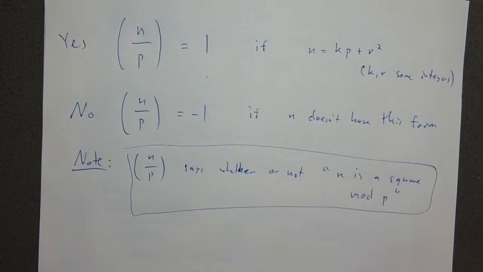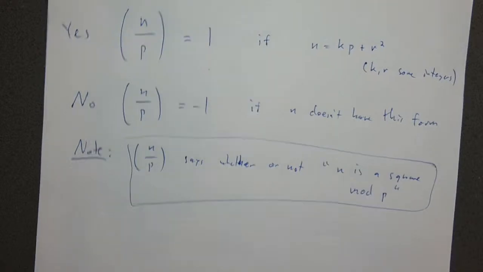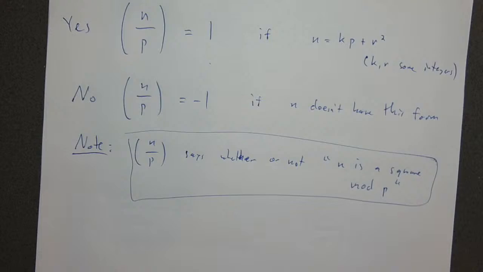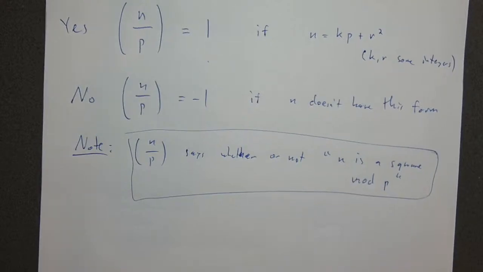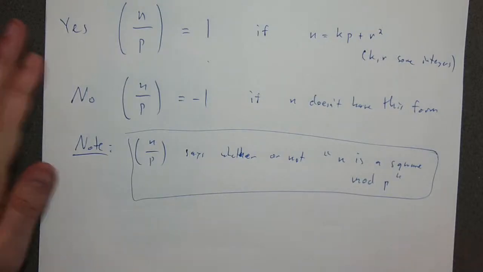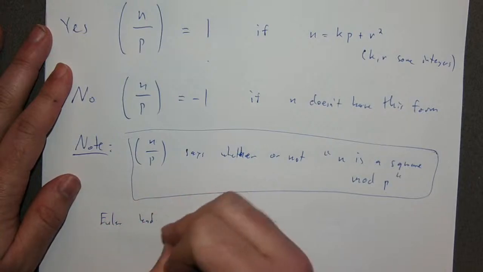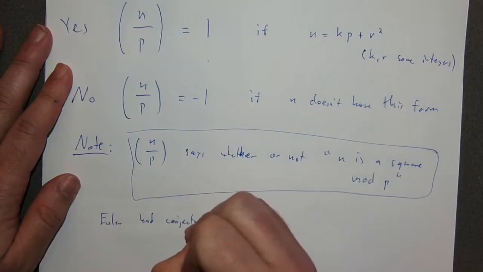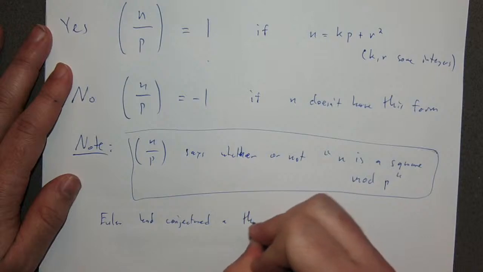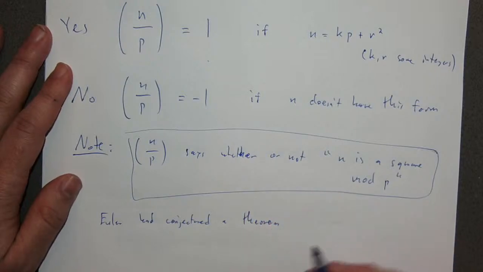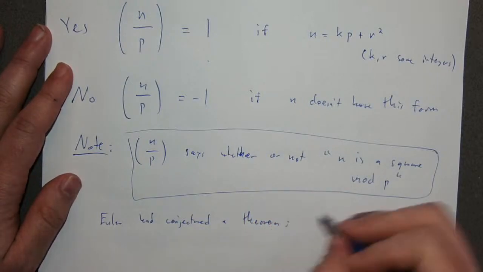Now, why am I bringing this up, since this seems kind of out of nowhere, and also I didn't really properly talk about modular arithmetic? It just kind of came up when we talked about the Chinese remainder theorem. So what is the point? Well, Euler had conjectured a theorem that would later be called quadratic reciprocity.